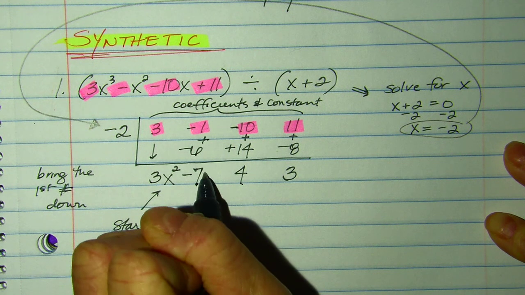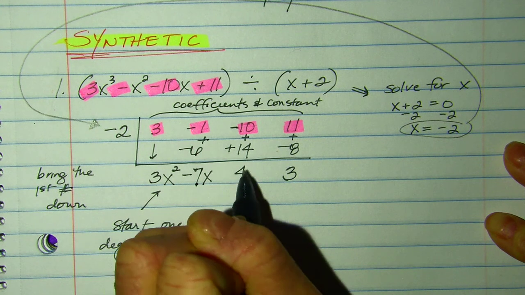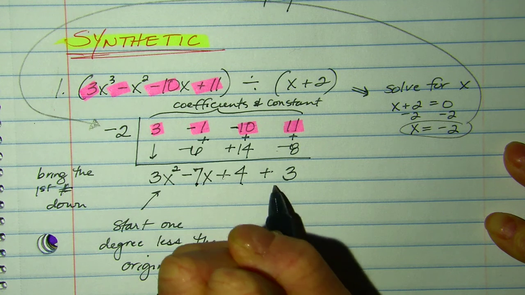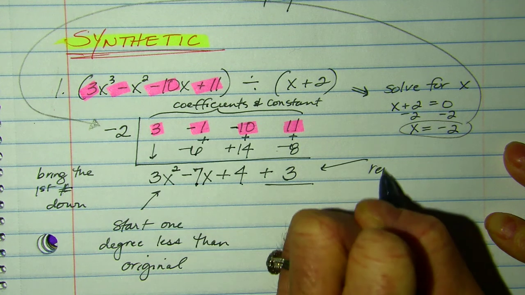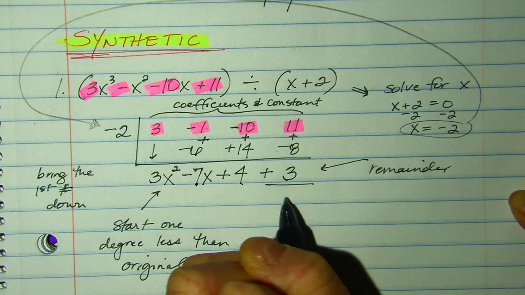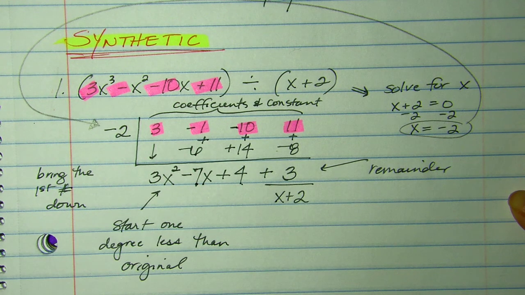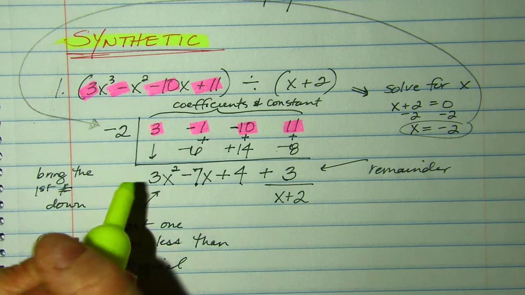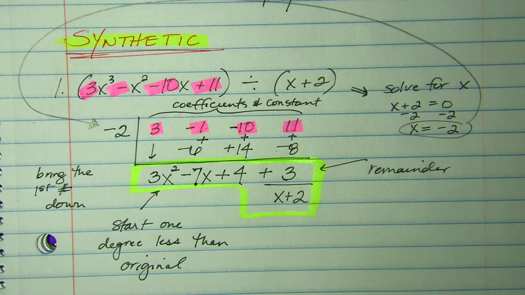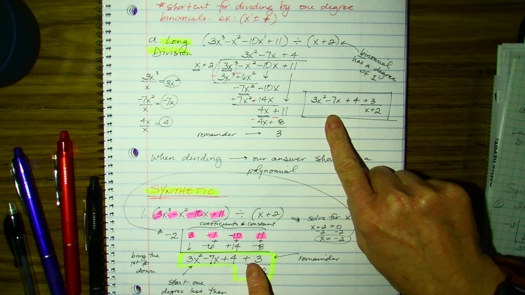So this would be negative 7x to the first, right? But we don't write the 1. This is a positive 4. This here is a positive 3. That right there is our remainder. And then I'm going to write over what we divided it by. Woohoo! Look at that beauty. That is the same answer, if I zoom out, as when I did it with long division.